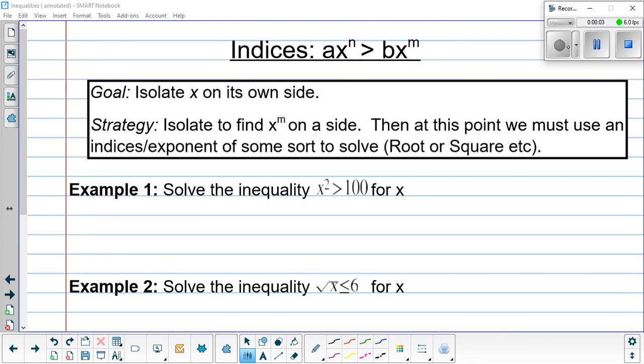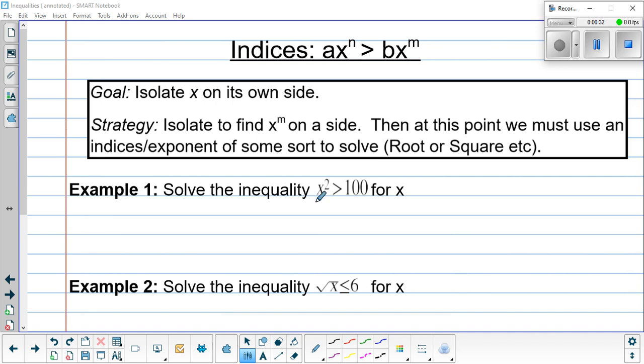We're going to talk about inequalities and what happens when we have indices on our variables. Same thing as always, our goal is to isolate x on its own side. So, isolate to find x to the m on a side. Then at this point, we must use some law of indices to get down. For the most part, these are just going to use laws of indices to try and simplify, because that's just the basics. So, how do we do this?